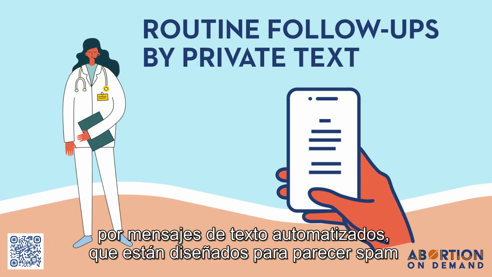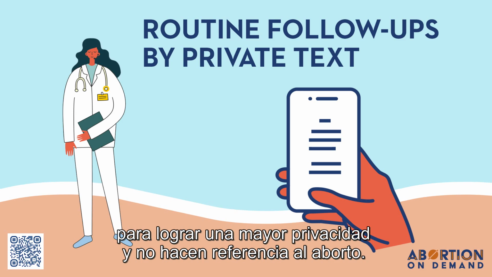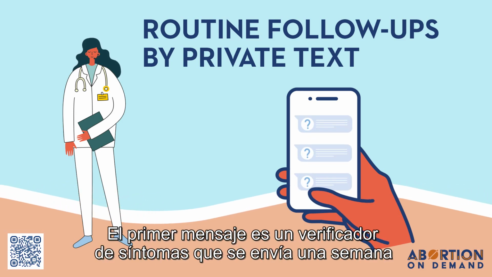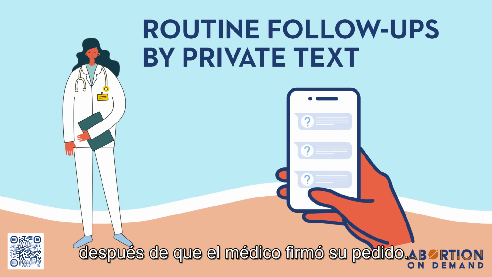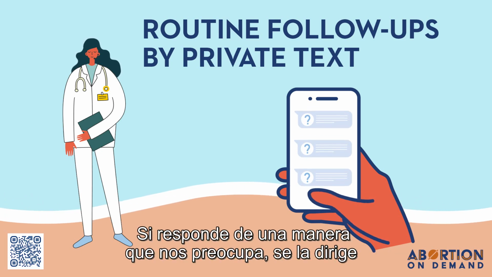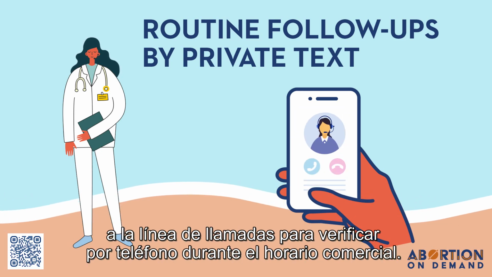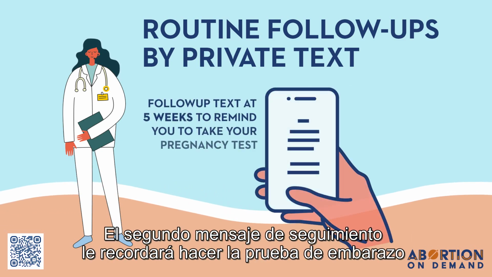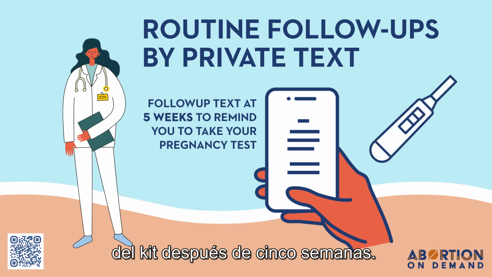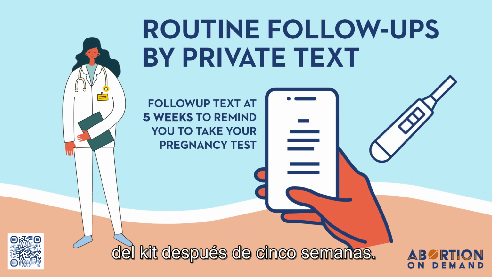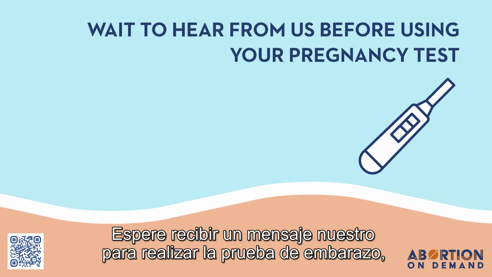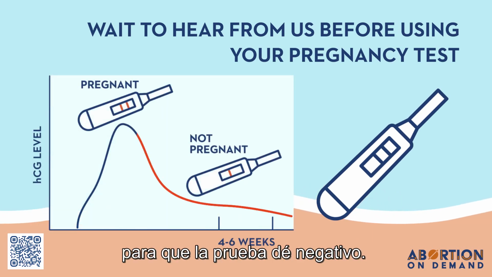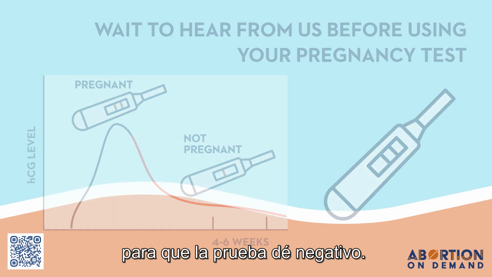All of our texts are designed to look like spam for extra privacy and don't reference abortion in the messages. The first text is a symptom checker sent 1 week after the clinician signs your order. If you answer in a way that would make us concerned, it routes you to our call line to do a phone check-in during normal business hours. The second follow-up text is a reminder to take the pregnancy test in your kit after 5 weeks. Please wait until you get a prompt from us to take the pregnancy test, as it can take at least 4, sometimes up to 6 weeks for your pregnancy test to turn negative.